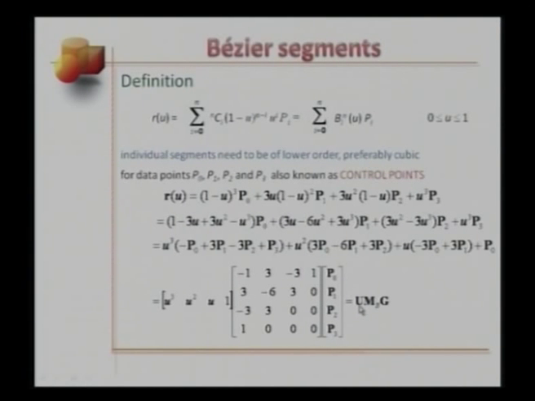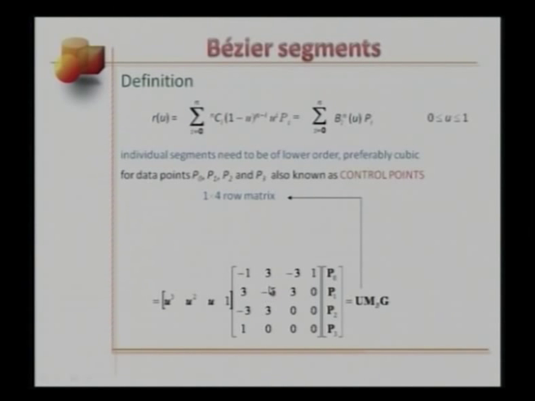In short, this 1x4 matrix is represented by capital U in bold. This 4x4 matrix is represented by M sub B, where B refers to the Bezier segment, and G is this geometric matrix. To reiterate, U is a 1 by 4 row matrix, M sub B is a 4 by 4 Bezier matrix, and G is a 4 by 3 geometric matrix. Recall that in the case of cubic Ferguson curves, this geometric matrix had information pertaining to the two endpoints and the two end slopes.